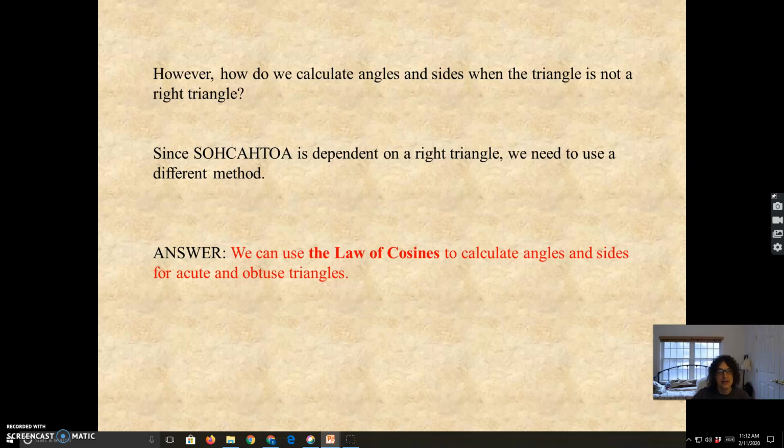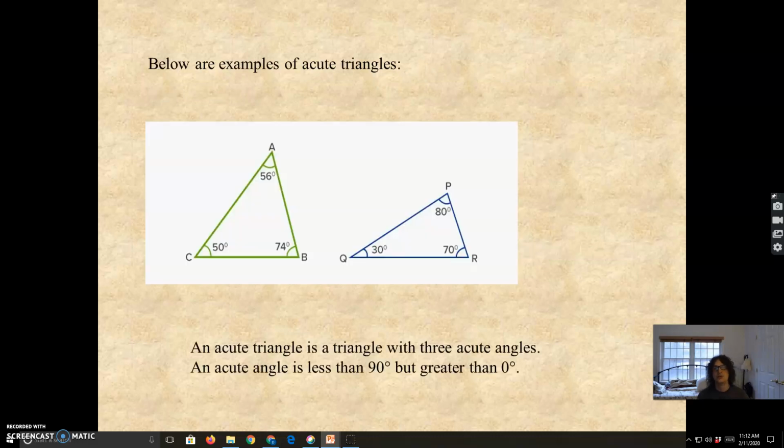And as you can see, what we're going to do is use the law of cosines to calculate the angles and sides when it's not a right triangle, and that would be acute or obtuse triangles. Below are examples of acute triangles, and as you probably already know, an acute triangle is a triangle with three acute angles. An acute angle is less than 90 degrees, but greater than 0 degrees. And in every triangle, the three internal angles add up to 180 degrees.